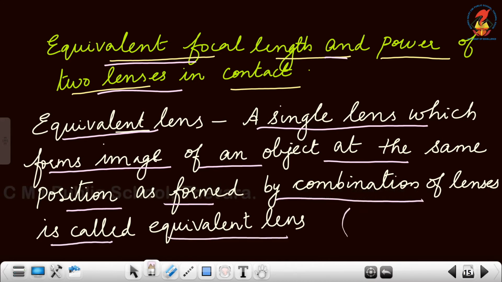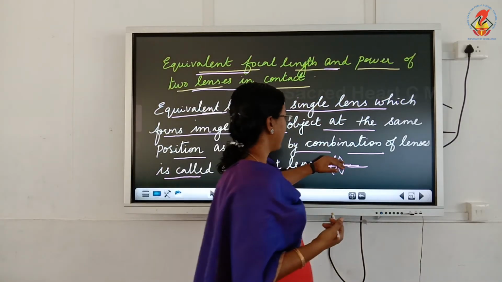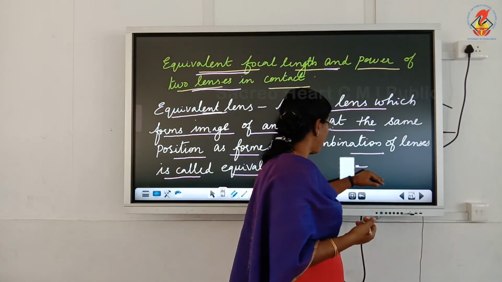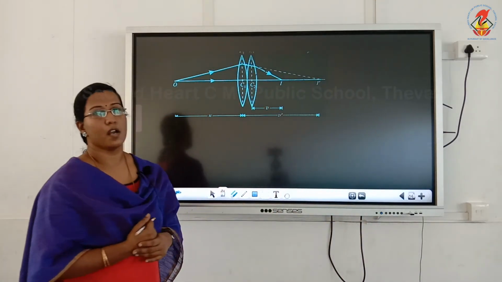Imagine you have a convex lens which forms an image at a position, and if instead of this single convex lens you are using two lenses placed very close to each other, which are coaxial, and you are getting the same image at the same point, then the first convex lens and this combination of lenses can be said to be equivalent. So we are going to derive the expression for a combination of two lenses, and find out the total power for such a combination.